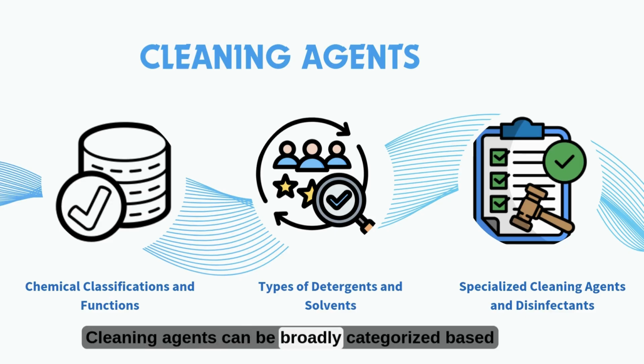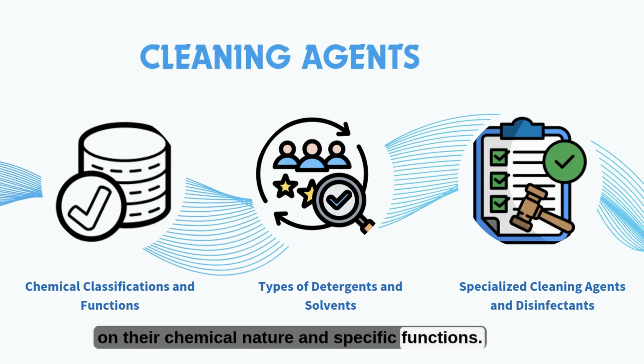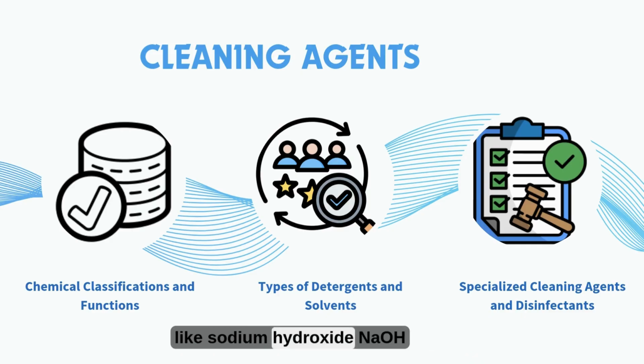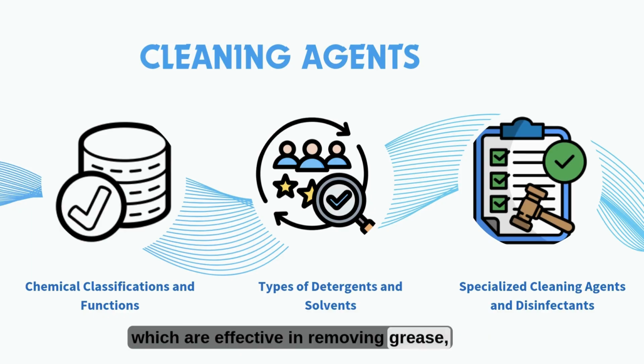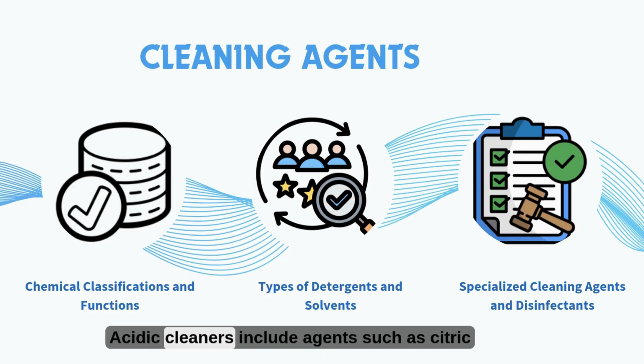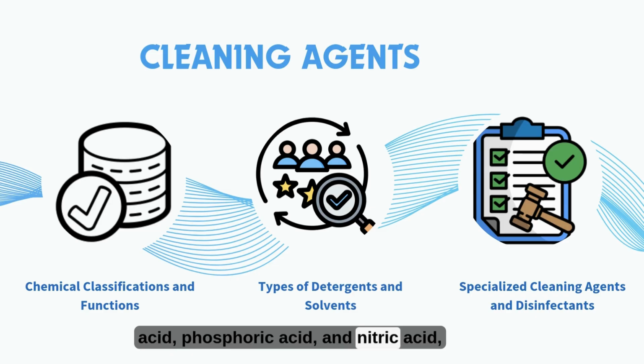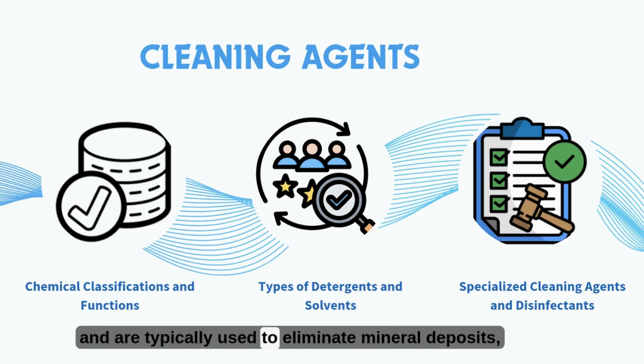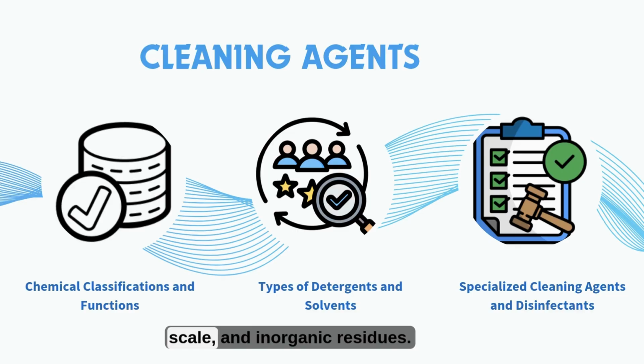Cleaning agents can be broadly categorized based on their chemical nature and specific functions. Alkaline cleaners primarily contain substances like sodium hydroxide, NaOH, and potassium hydroxide, KOH, which are effective in removing grease, fats, and proteinaceous residues. Acidic cleaners include agents such as citric acid, phosphoric acid, and nitric acid, and are typically used to eliminate mineral deposits, scale, and inorganic residues.